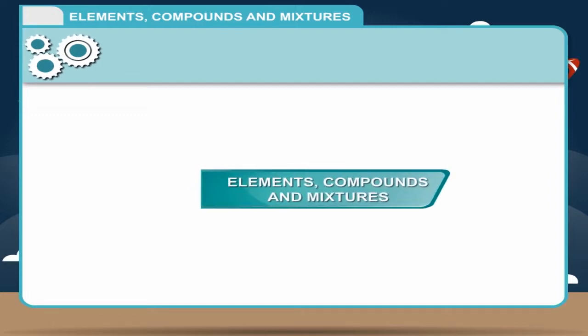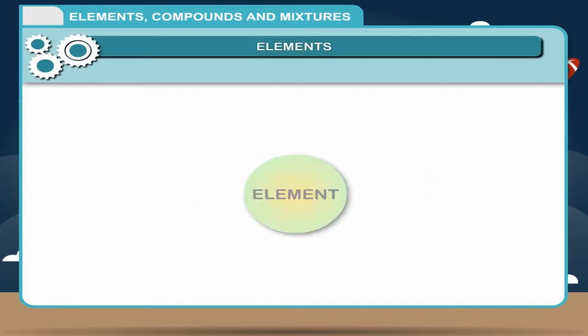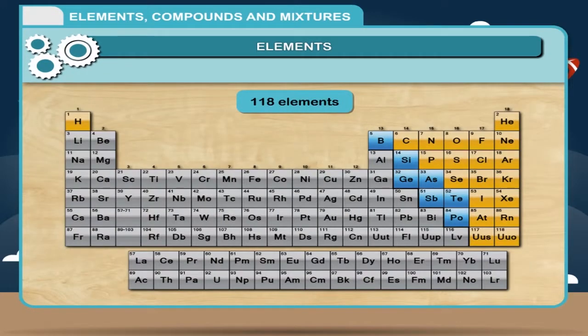Elements, compounds and mixtures. Elements. An element is a pure substance which cannot be broken into two or more pure substances by chemical means. There are 118 elements known to man which have been placed systematically in a table called the periodic table.